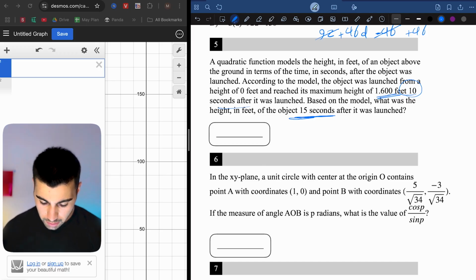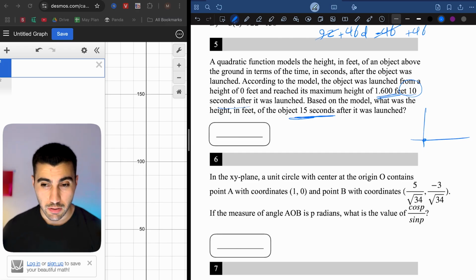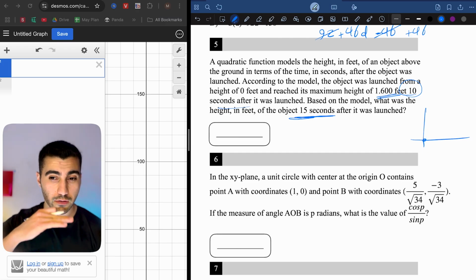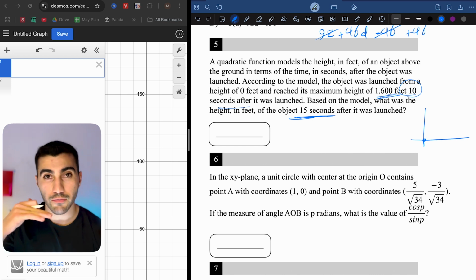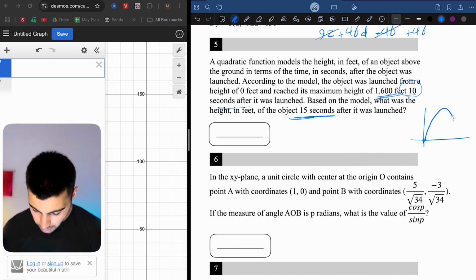This is a very common question, by the way, that shows up in the SAT. And here is how the parabola is going to look. It starts from 0, so the y-intercept is 0. Sometimes it starts from an elevated surface, in that case the y-intercept is that starting point. It goes up to the maximum point, then comes down. Here's the maximum point, which is 1600, and it happens at 10 seconds. We're looking for what the height of this graph will be at 15 seconds.